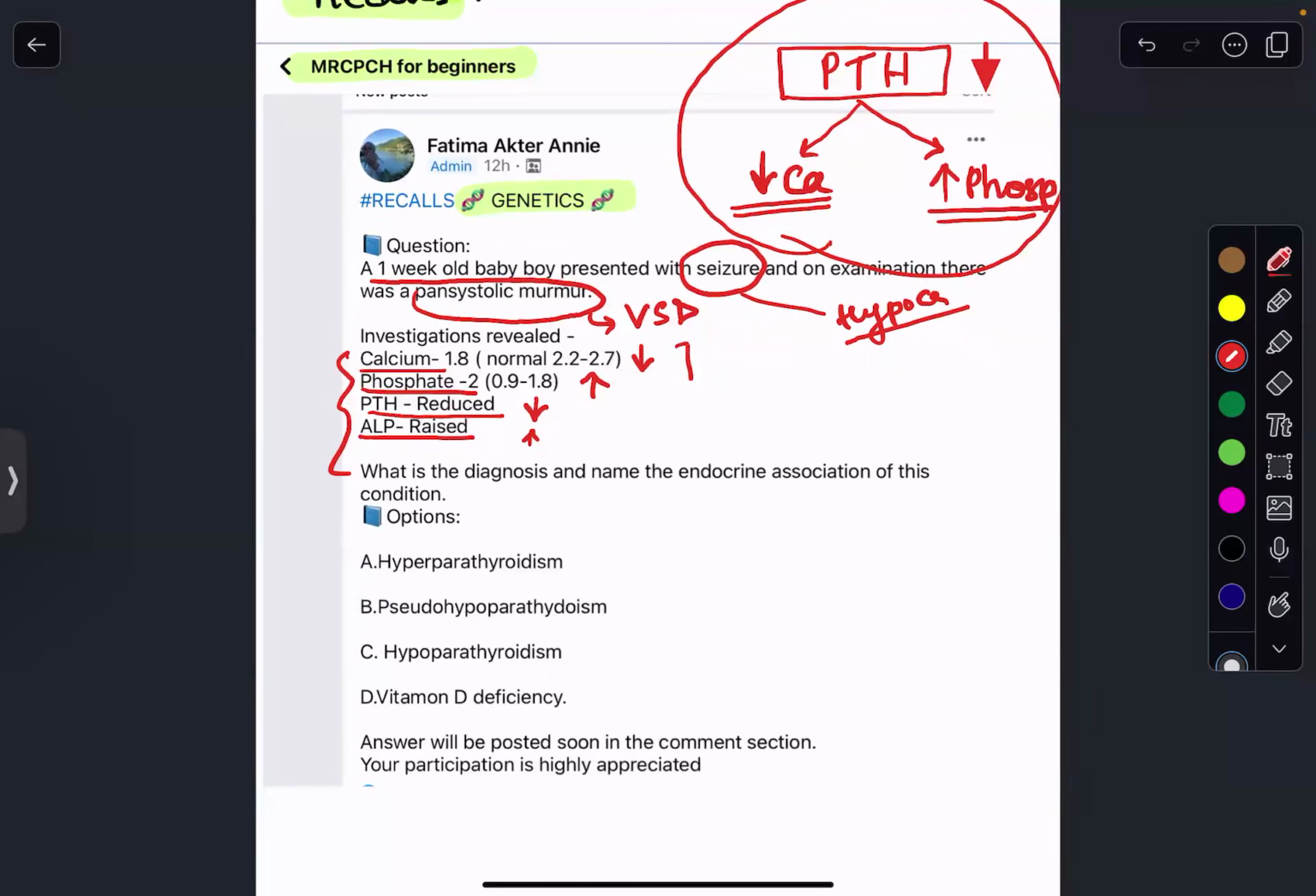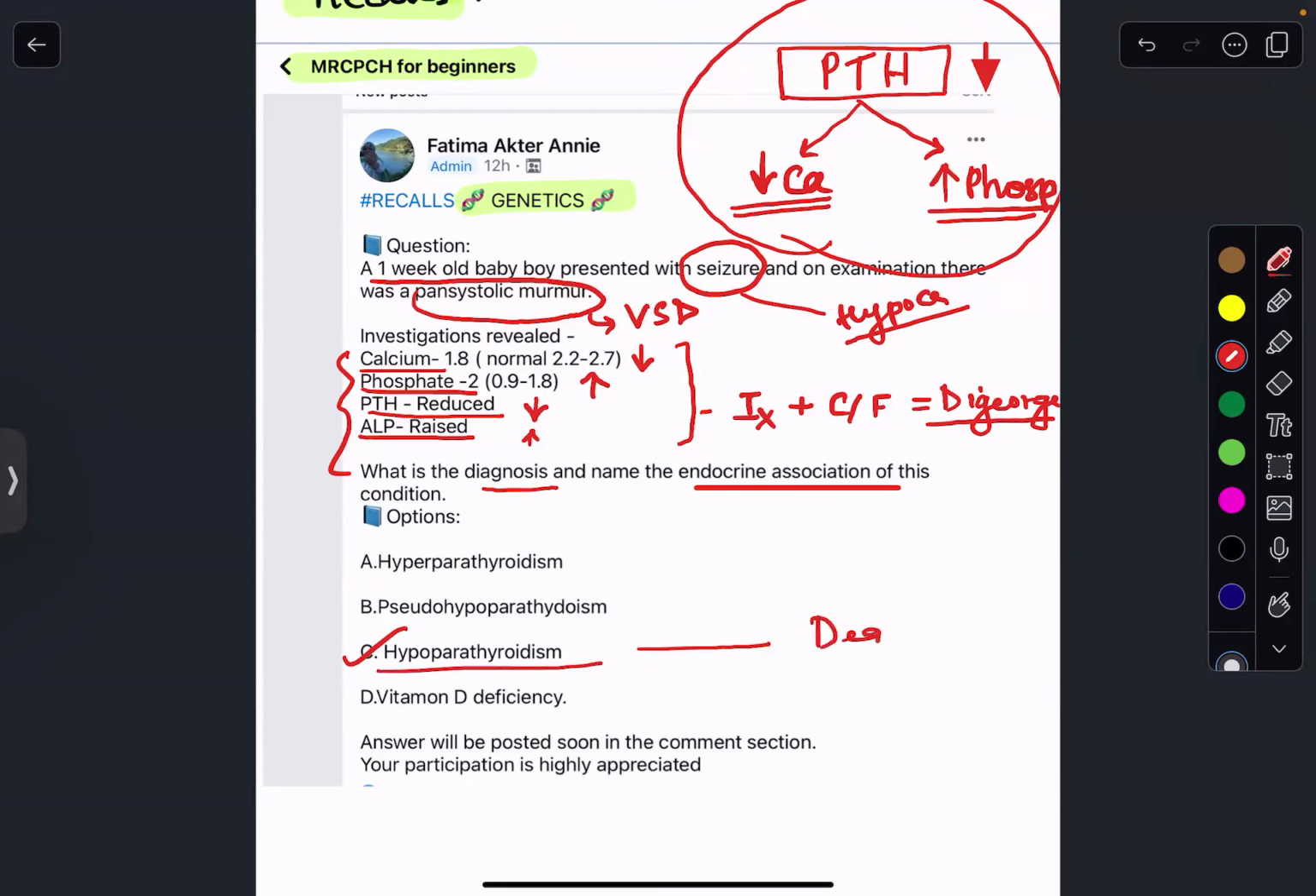If I look into only the investigations, it is hypoparathyroidism. But when I look into the investigations along with the clinical findings I've got here, that is hypocalcemic seizure with the pansystolic murmur, this is actually a diagnosis of DiGeorge syndrome presenting to us with hypoparathyroidism. Okay, so the right answer, what is the diagnosis and name the endocrine association? The right answer is hypoparathyroidism in a case of DiGeorge syndrome. So we'll be studying about DiGeorge syndrome today.